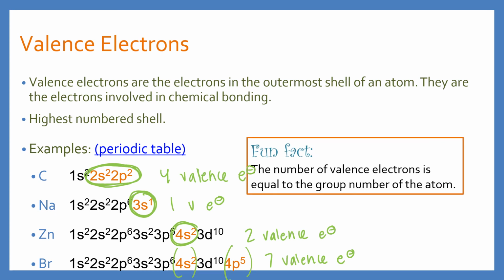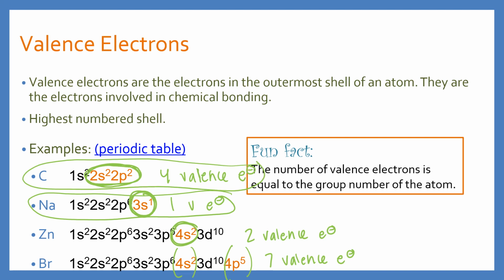A fun fact is that the number of valence electrons is equal to the group number of the atom. So if you take a look at the periodic table, all of the elements that are in the first group, the same column as sodium, are going to have 1 valence electron. All of the atoms that are in the same column as carbon have 4 valence electrons. All of our halogens have 7 valence electrons. All the noble gases have 8. The only place that this doesn't work is in the d block.